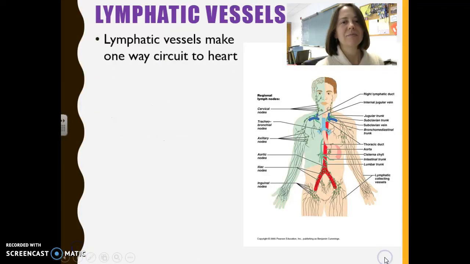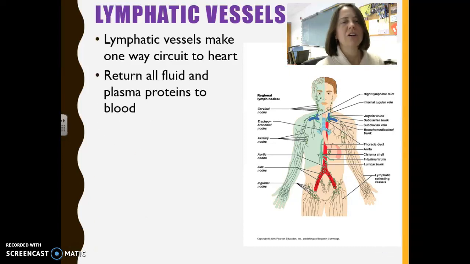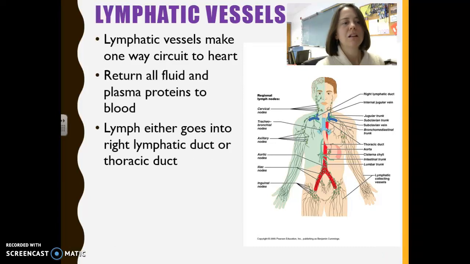Okay, looking more at some lymphatic vessels. Lymphatic vessels make a one-way circuit to the heart. They return all fluid and plasma proteins to the blood. Lymph either goes into the right lymphatic duct or the thoracic duct. And looking at our picture, the thoracic duct, a lot of the lymph would collect and then dump into here, which is your subclavian vein, and which would go into your superior vena cava.